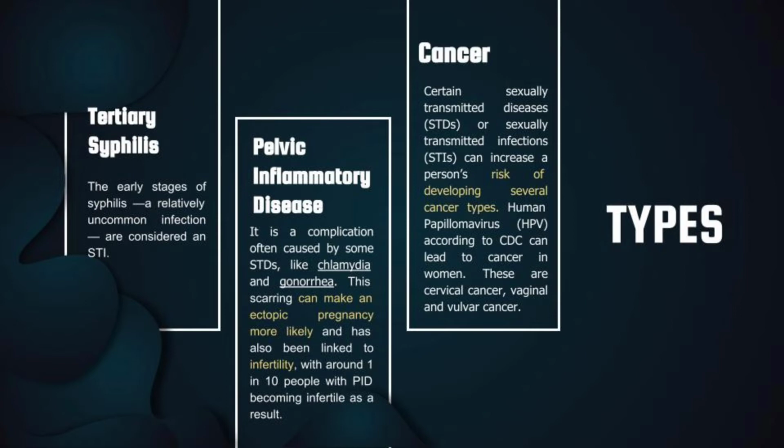This is a complication that is often caused by some STDs, for example, gonorrhea and chlamydia. So the scarring can make an ectopic pregnancy more likely, and has also been linked to infertility. The statistics around this is that around 1 in 10 people with PID becomes infertile as a result. The next type is cancer.